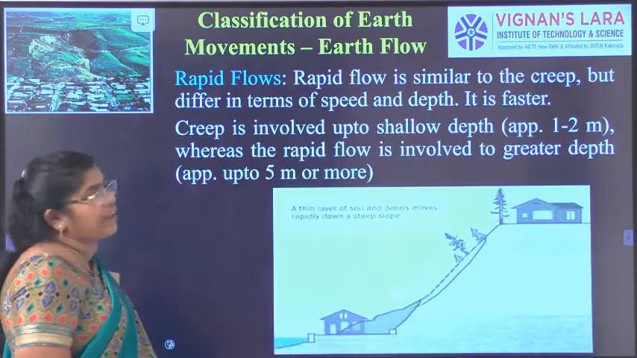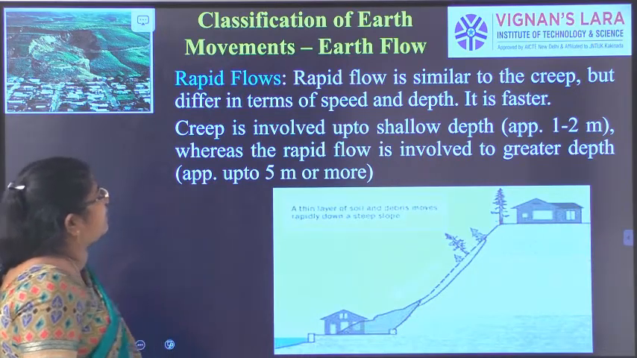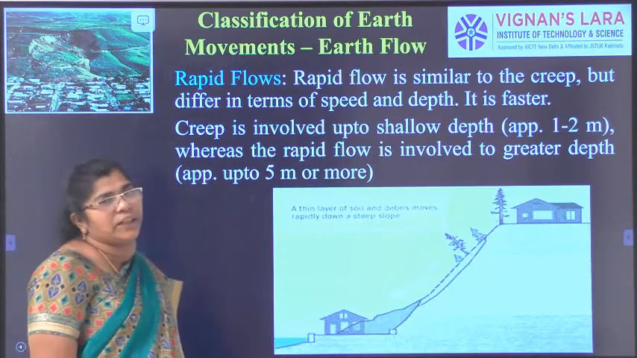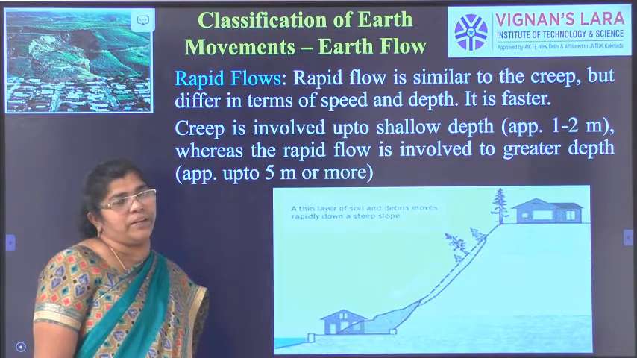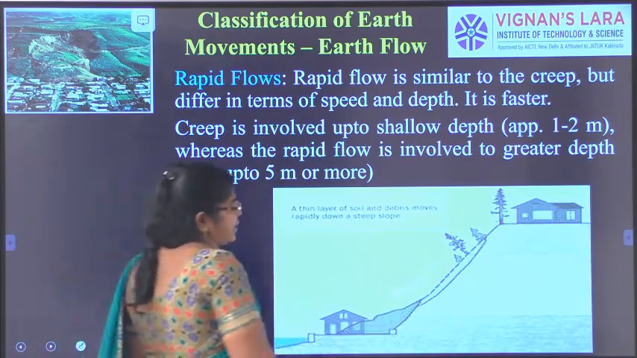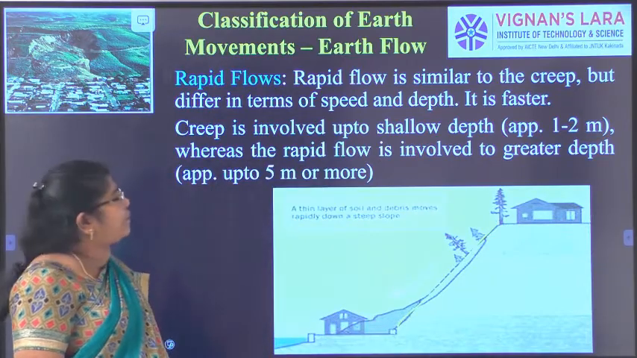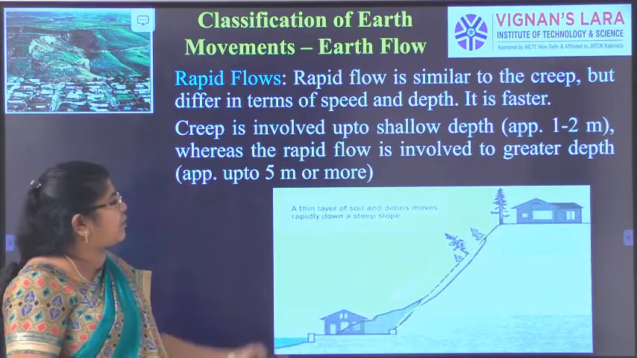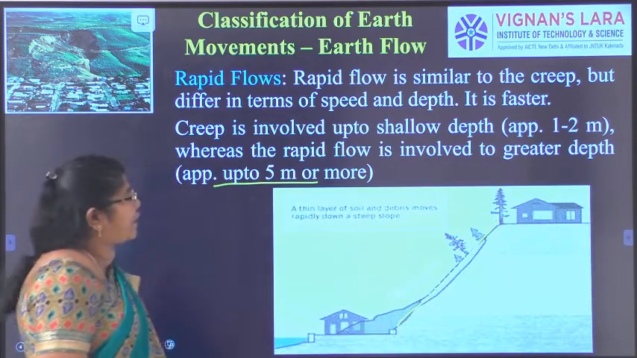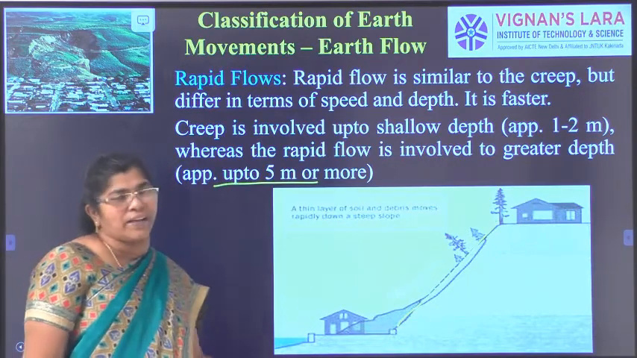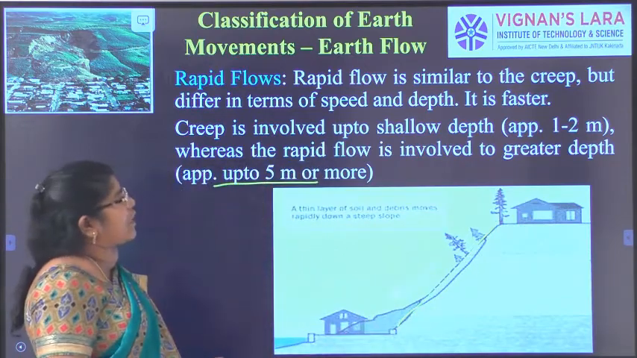So then the third one is the rapid flow. Solifluction, then creep, and the third one, the earth flow, is a rapid flow. Similar to the creep, but this rapid flow is not a slow movement, it is a very fast movement. The height differs. For a creep, if it is 1 to 2 meters, then for a rapid flow to occur, the height should be 5 meters or more. Then it will be fast, the whole trees will come down, the entire thing will happen. So this is a rapid flow.